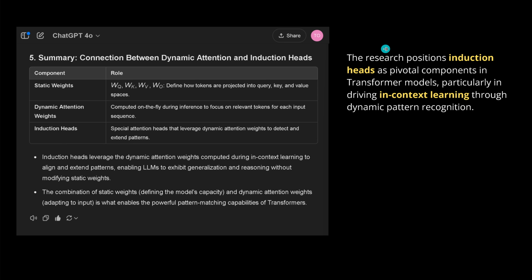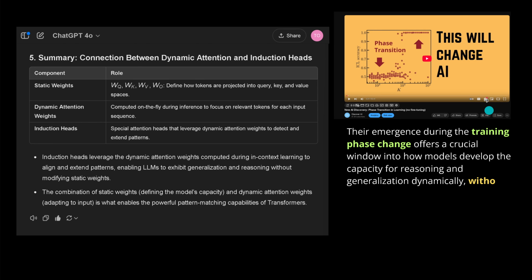This research position, the induction head, is a really important component in transformer autoregressive models, particularly in driving in-context learning through dynamic pattern recognition. And this phase change that I showed you, emerging during training, offers a crucial window into how models develop the capacity for advanced reasoning and better generalization dynamically, without updating their static weight tensors, their static parameters of the model.